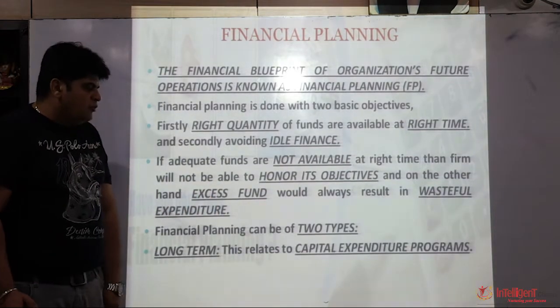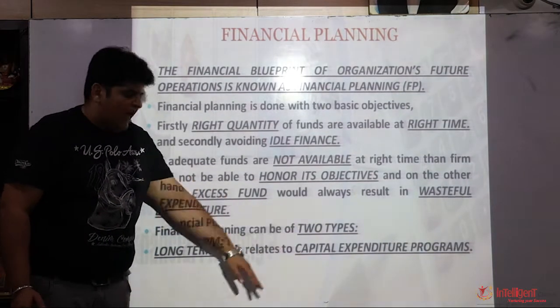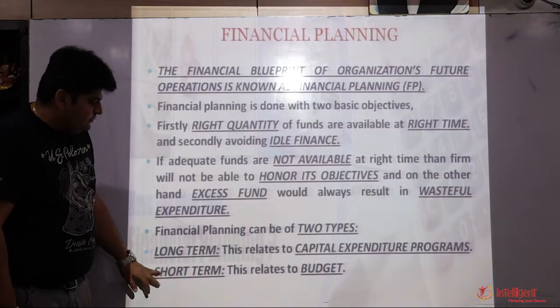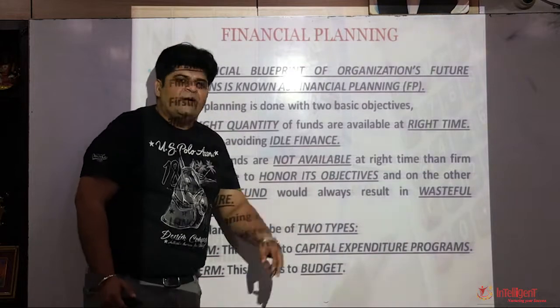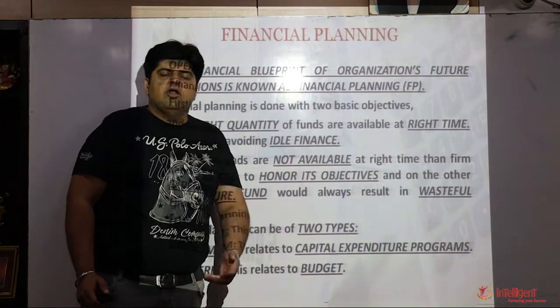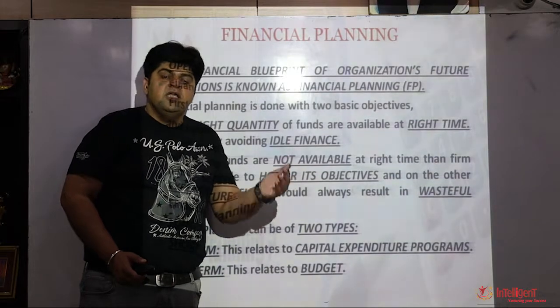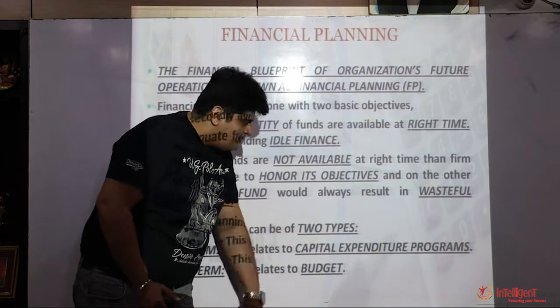A small tip of knowledge which you should know is that financial planning always has two types. First is called long term and the other is called short term. Long term financial planning refers to capital expenditure programs. Whenever an organization is investing in land, building, plants, machinery, these are long-term expenses done at once. So that's why it is called capital expenditure program.